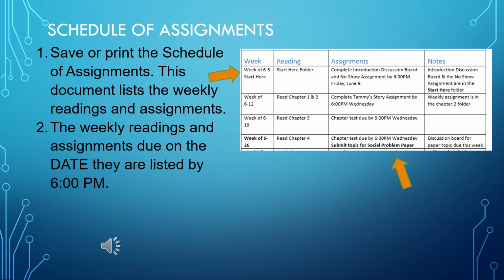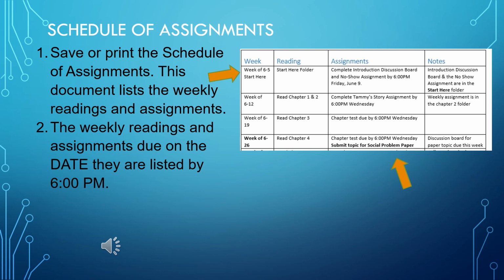For the first week, as I mentioned before, the no-show assignment and the introduction discussion board are due by 6 o'clock on Friday. After that, all the assignments for this course are due by 6 o'clock on Wednesday. You can work early if you like, but you must complete your assignments by 6 o'clock on Wednesday. I understand many other courses use 11:59 on Sunday, and that is precisely why this class uses Wednesday at 6 o'clock, so you don't have all of your work due at the same time.